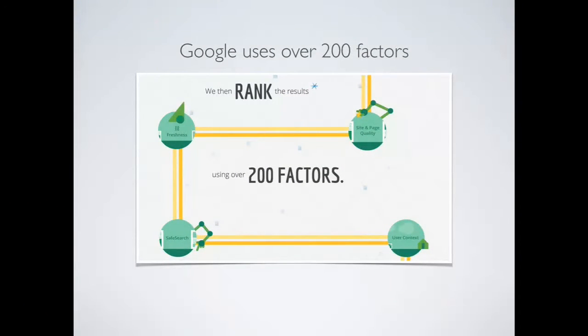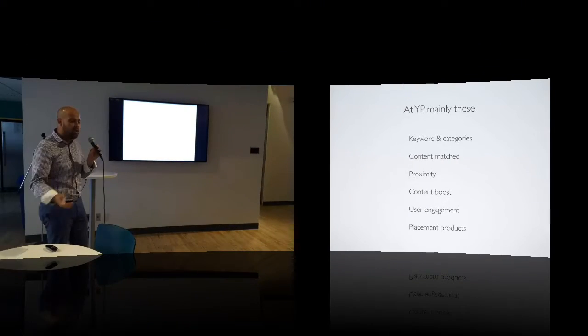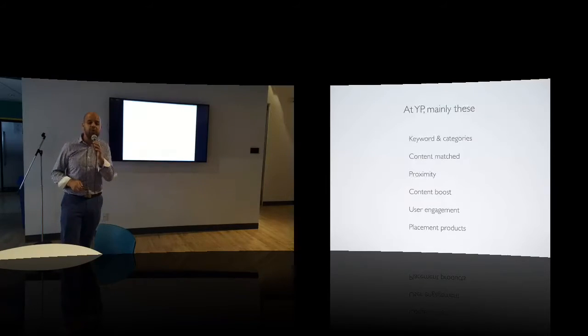So what about YP? What about local search? What about our context? Mainly what we use is an ontology, keywords, and categories that we classify our merchants in, and also our editorial content. We have content that is being matched. We also rank based on proximity, content boost, and of course placement products, without forgetting the popularity or the user engagement with the content itself.